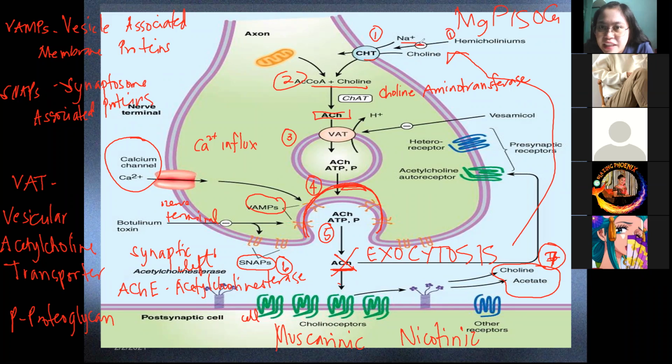So, kung makita ninyo ning negative na sign dinhi, meaning these are substances that will inhibit the specific part in the process. So just like the hemicholiniums, this is the drug class that will inhibit choline from entering the cell. So when choline does not enter the cell, automatic tanan na nga process must stop. Kay wala imuhang raw material, wala imuhang precursor.